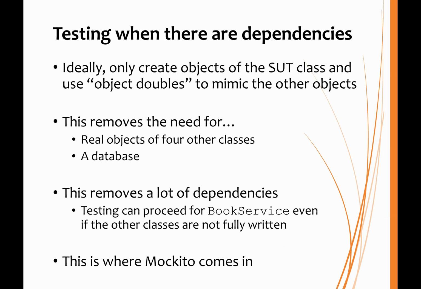Ideally, when we're testing a class, we only want to create objects of that class, and then we can use object doubles to mimic the other objects. And that would completely remove the need for real objects of the 4 other classes, and also remove the need for a database. It also removes a lot of dependencies, and therefore the test for BookService can focus only on the BookService class and not worry about having the other classes available. They might not even be written yet, and that's where Mockito comes in.